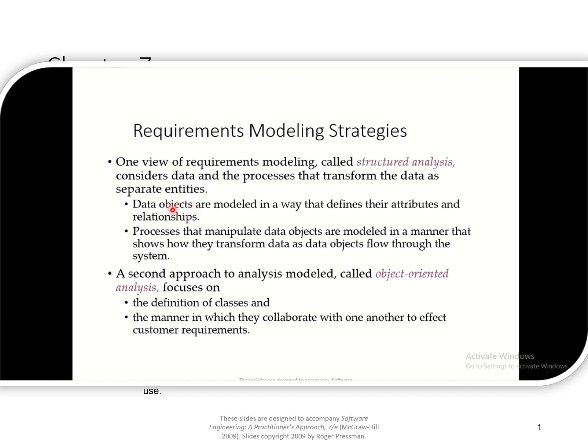Data objects are modeled in a way that defines their attributes and relationships. We are already familiar with these terms of attributes and relationships. Secondly, processes are basically focusing on the transformation of data as data objects flow through the system. It can be an inward flow, or after being processed it can be an outward flow.